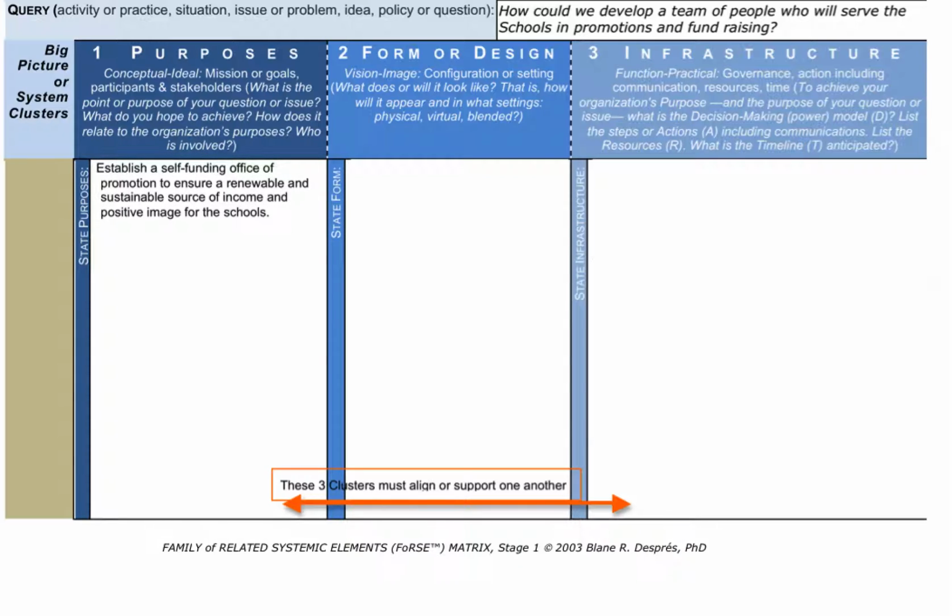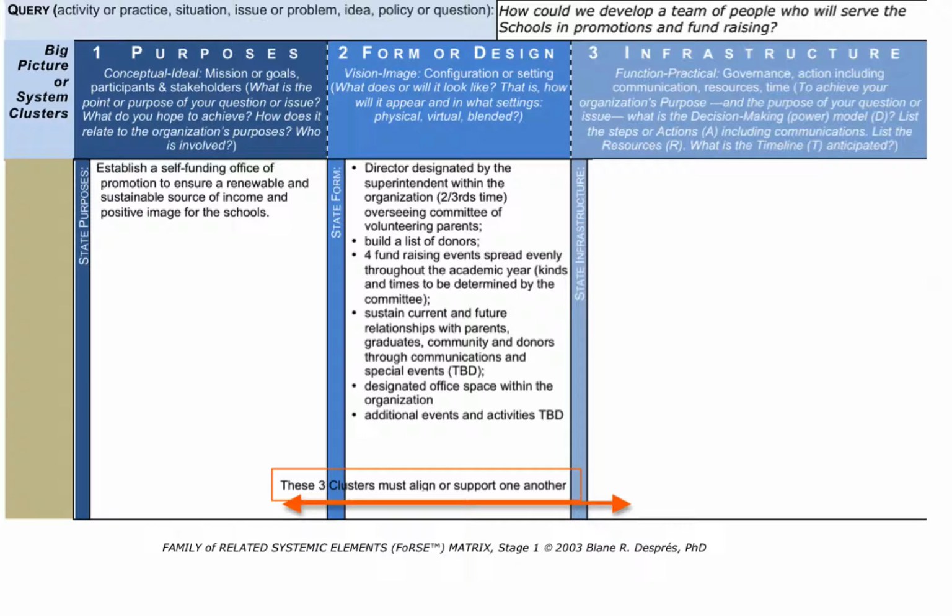Under purposes, notice we've streamlined the information, made sure that it reads clearer, and that these are in greater support and clarification of our query. The form or design reworked. In point form, notice the specifics here. We're indicating how the director is going to be chosen, how much time is involved, what we're going to do with the donors. The how and the specifics belong over here.